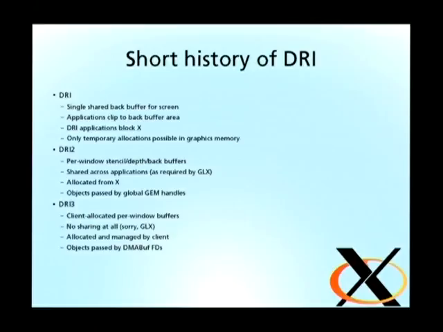I apologize. DRI 1 was the original direct rendering infrastructure. That was back when our video cards had enough memory to show you what was being scanned out now and to have one more buffer for the next frame. And that was it. So each application had to share this one big back buffer. So DRI-1 was a horrible kludge that shared this single back buffer among all applications. And it was awesome at the time that it worked at all.